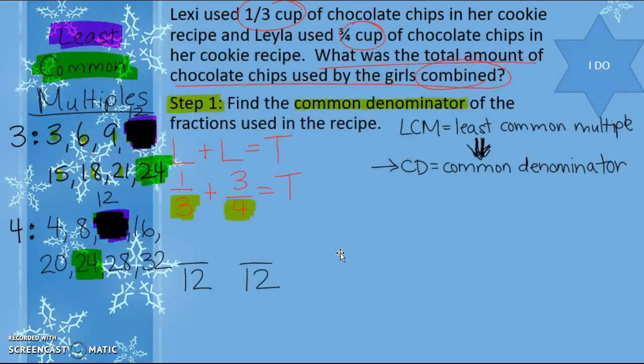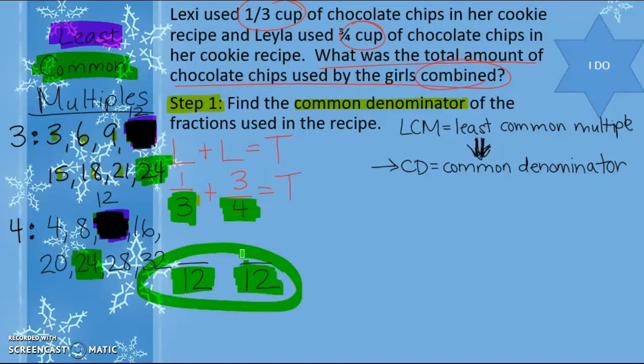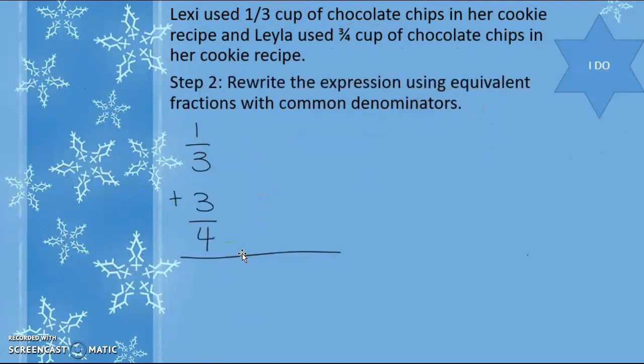And then we see here that our common denominator, the denominator that these two have in common, is going to be 12. Our common denominator is 12. Now we have to ask ourselves the question, what do I do next?